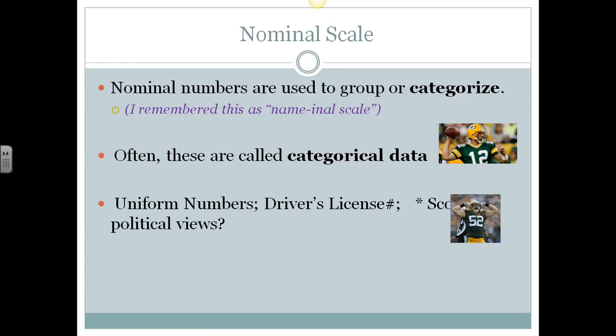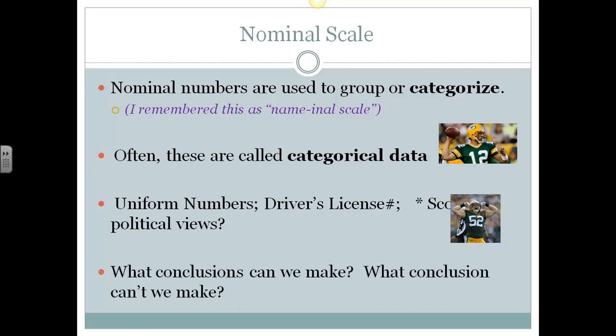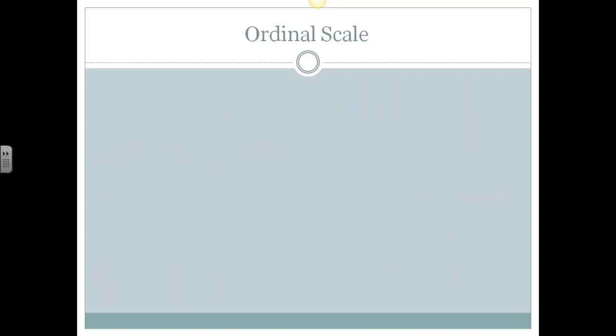Now notice on these different uniform numbers that Clay Matthews' number of 52 is way higher than Aaron Rodgers' number of 12. That doesn't mean he's 40 points higher than Aaron Rodgers or that he's better than Aaron Rodgers. It just means that might represent a position they play or just to identify that player on the field. So do think about what conclusions we can make and what conclusions we can't make. We can't compare the numbers together as being better or worse.